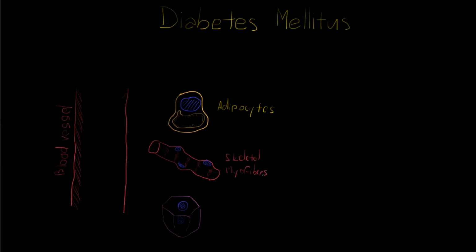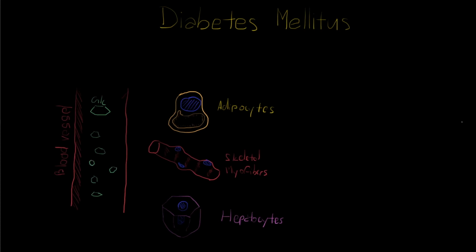Okay, and then the third type of cell that plays a big role in regulating the blood levels of glucose is the hepatocyte. Now, hepatocytes, the liver cells, are not insulin dependent. They don't take in the glucose based on insulin, but what they do is store the glucose in the form of glycogen inside and then release it into the blood if the glycemia decreases, if the blood levels of glucose drop down.